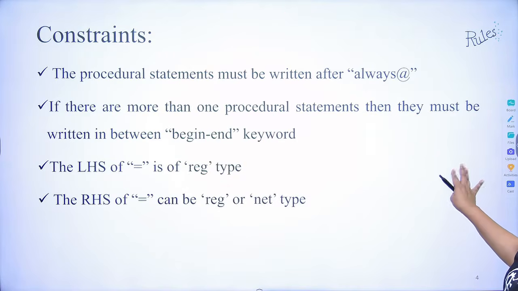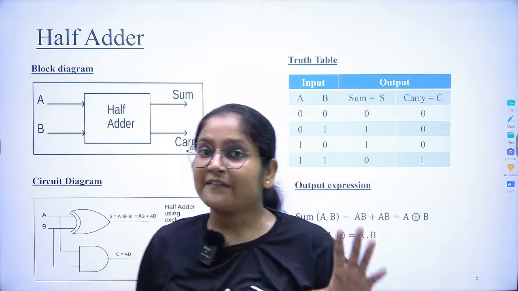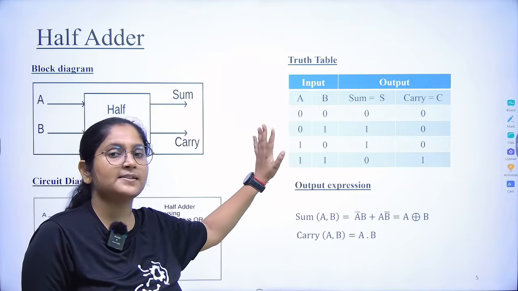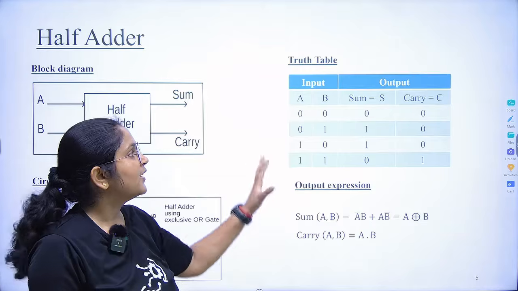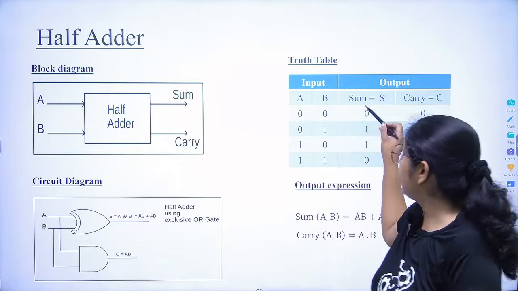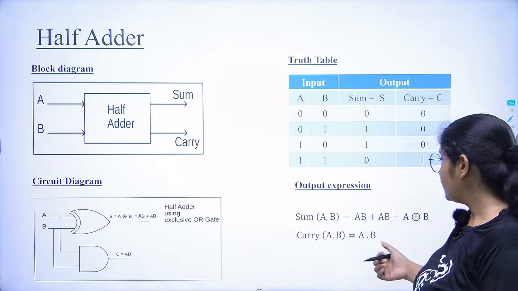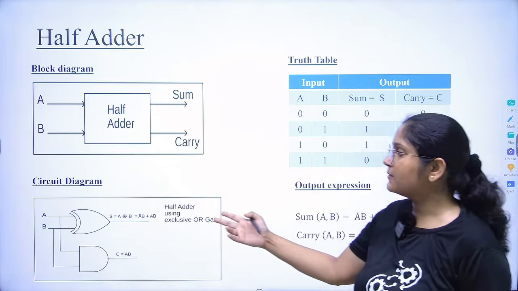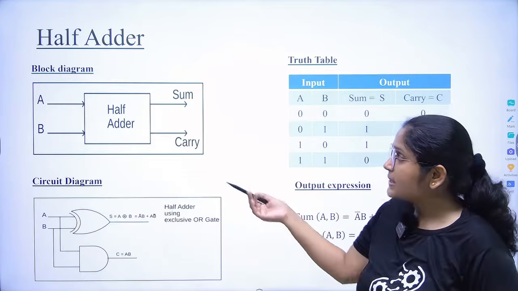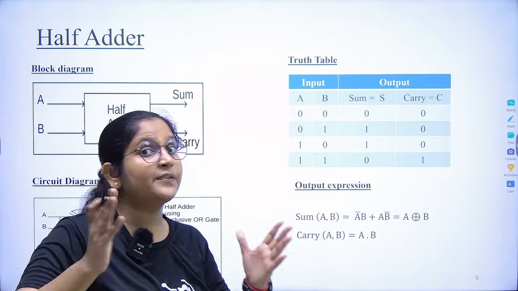Coming to the next part, you can see here this is a half adder. I have already explained this in the last lecture when we were discussing the structural level of modeling. We explained how this circuit works: the sum is XOR and the carry is A dot B. So we get the same expression, and this is the circuit diagram for your half adder. This was the block diagram. Now we have to see how it is different from the structural level.